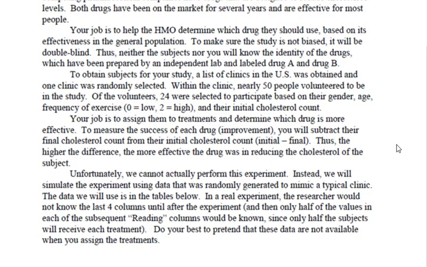So what we're actually going to do is not really run the experiment. In our activity, the experiment has already been run. We're going to look at the effects of different blocking techniques in evaluating the results.